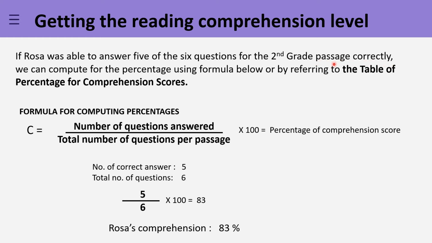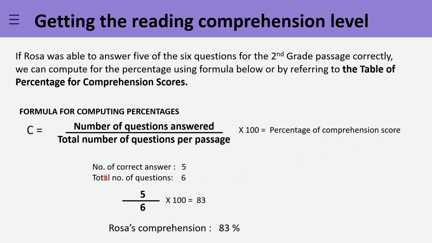we can compute for the percentage using the formula below or by referring to the table of percentage for comprehension scores. We have here the formula for computing percentage. For comprehension, we have the number of questions answered divided by the total number of questions per passage times 100 is equal to the percentage of comprehension score.